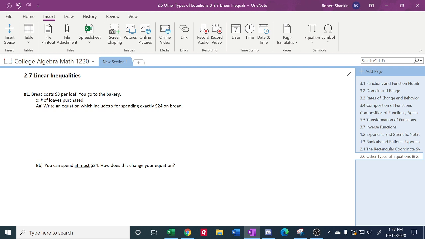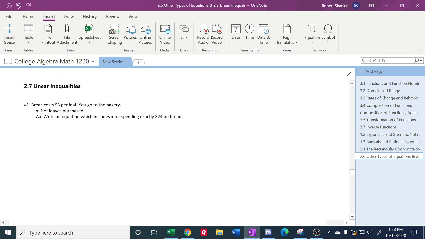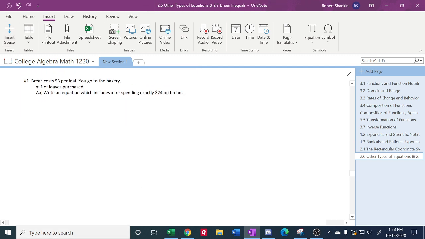And bread costs $3 per loaf. You go to the bakery. X is the number of loaves that you purchased. Write an equation which includes X for spending exactly $24 on bread. So, let me have you do number 1A and work on that individually.